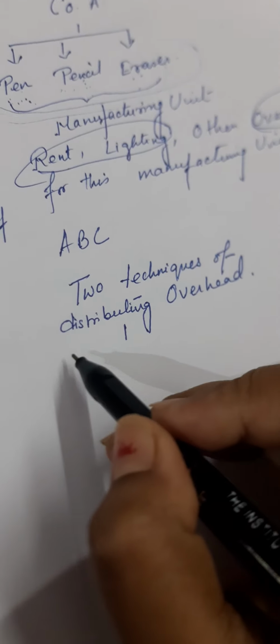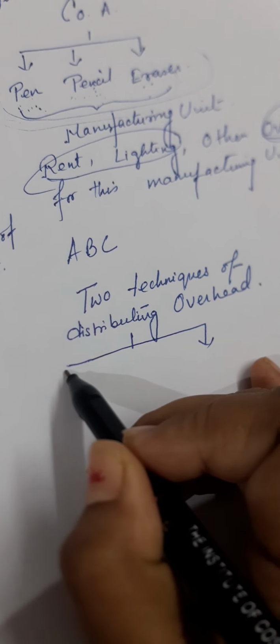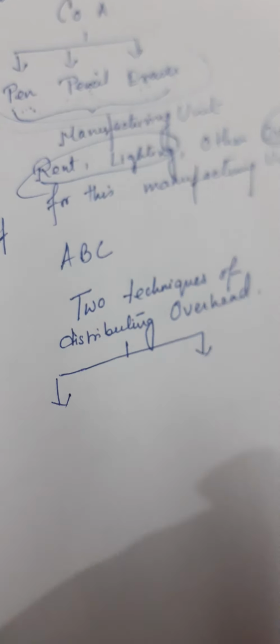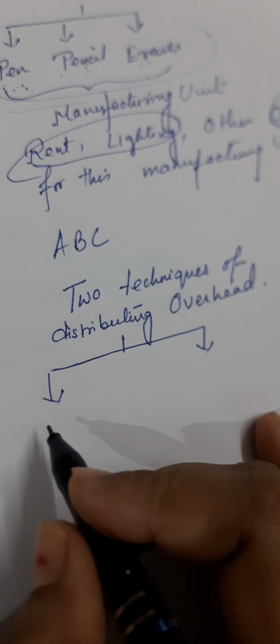There are two techniques of distributing overhead. One is the traditional technique. So far we had been talking about overheads, how to distribute overheads among the three products, that is pen, pencil and eraser. Now there are two techniques of distributing this overhead.